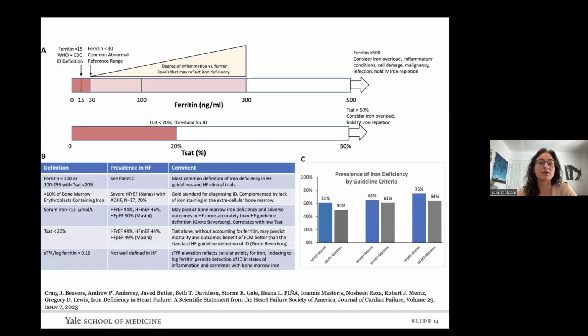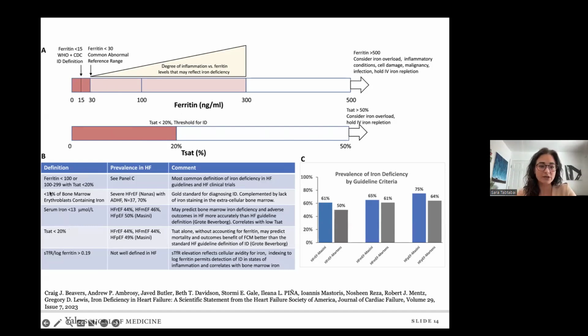Lots of information in this document that you can look at, but it talks about the levels of ferritin across the A panel here across the top, and levels of TSAT percentage that you would be tuning into for your patients. So a ferritin less than 15 is the WHO and CDC definition of iron deficiency. Less than 30 is commonly considered the abnormal range for ferritin, and it goes along this spectrum. And then, as we know, in some patients, ferritin over 500 can be seen, and that would trigger you to think of iron overload or inflammatory conditions. TSAT less than 20% on your iron panel labs is going to be the threshold for iron deficiency. And then again, along the other end of the spectrum, TSAT greater than 50% is where we consider iron overload and stop IV iron repletion.